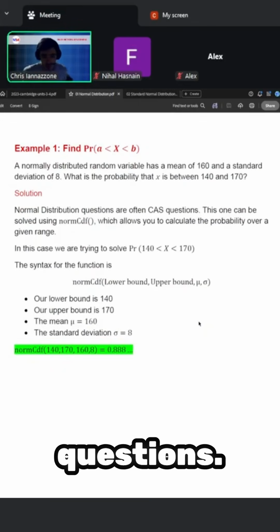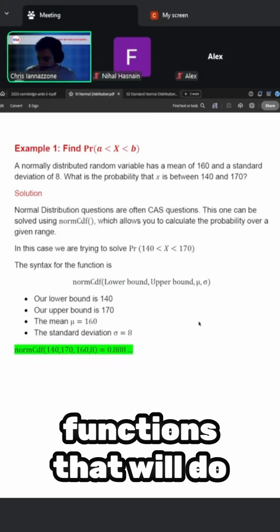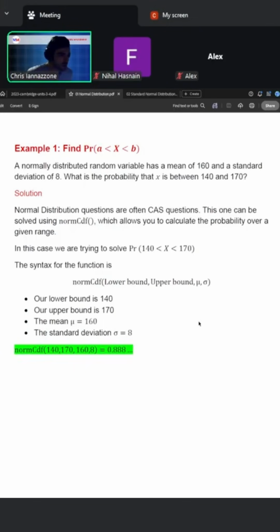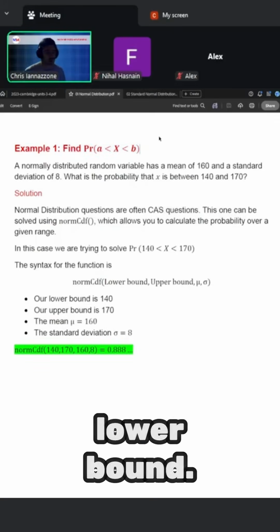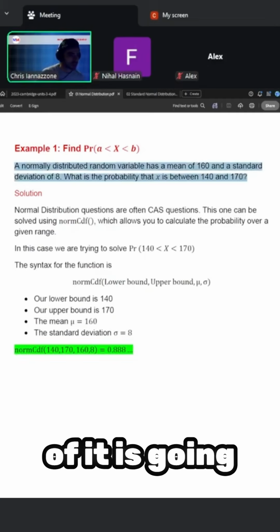Typically, these are CAS questions. There are CAS inbuilt functions that will do the normal distribution for you. The most common kind of question is going to be to find a probability between some upper and lower bound. A very typical wording of it is going to be as follows.